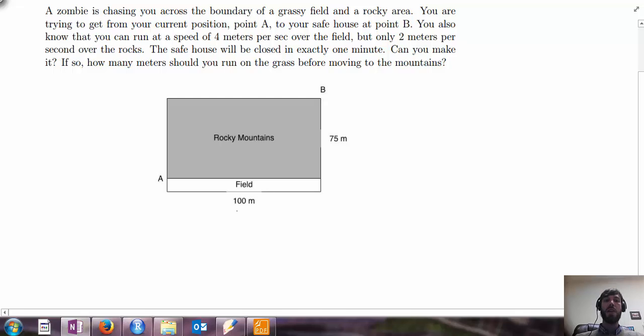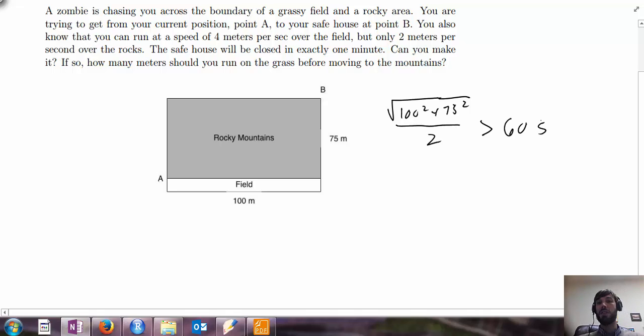So the setup is you have this area, and there's a field, and there's some rocky mountains, and you want to get from point A to point B. And if you just try to take the shortest distance between point A and point B, which would be straight across the Rocky Mountains, then that distance would be, of course, the square root of 100 squared plus 75 squared. If you were taking this distance, and since you're running across rock, you would only be running at 2 meters per second. So if you check, this will take you greater than 60 seconds. So you don't want to do that.